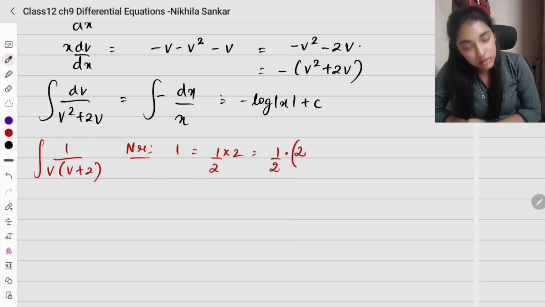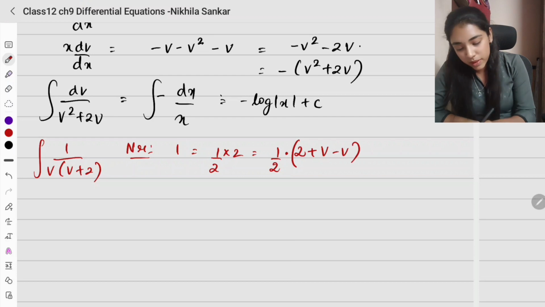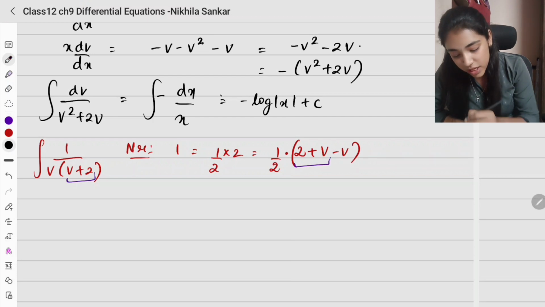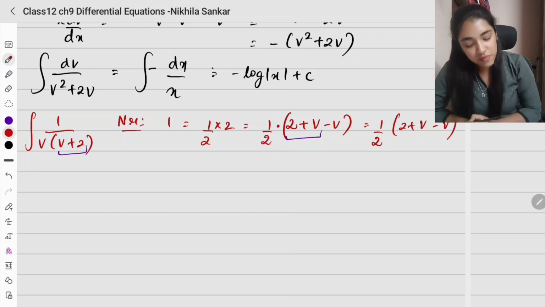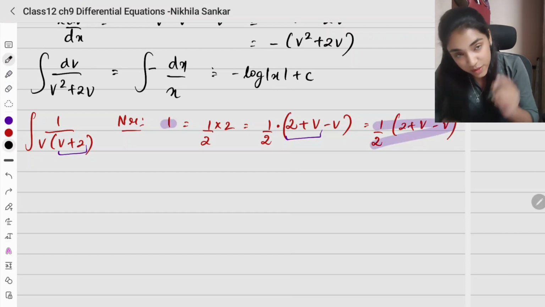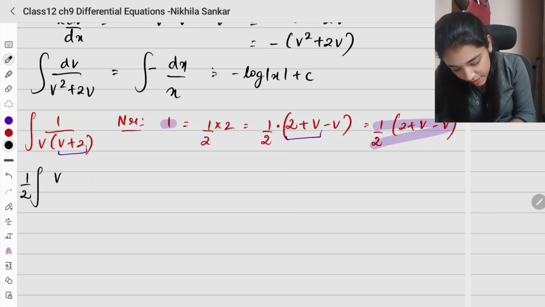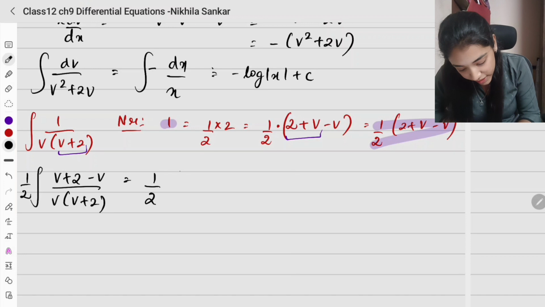Now I need to add and subtract v. I'm adding v because what do I want? I want this v plus 2. So I'm adding and I'm subtracting v. So how does your numerator look now? Equals half times 2 plus v minus v. So your numerator changed from this to this. Okay, how does my integral change now? Integral, the numerator becomes half times v plus 2 minus v the whole divided by v times v plus 2. So this becomes, I take half common.